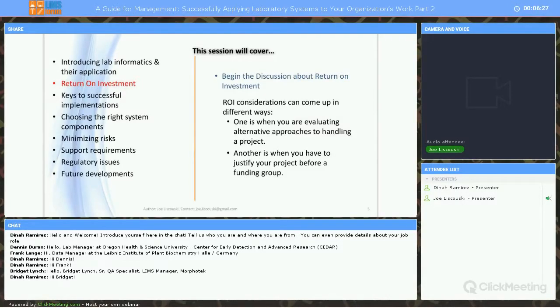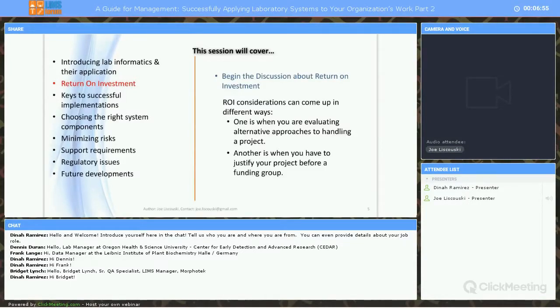ROI considerations can come up in different ways. One is when you're evaluating alternative approaches to handling a project. Given choices, which is the most cost-effective and has the highest likelihood of success? Maximizing, or at least ensuring a good return on investment, takes preparation. We'll look at that preparation and how it can be used to gain and justify funding.